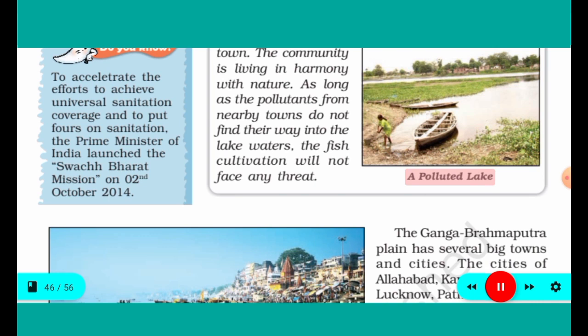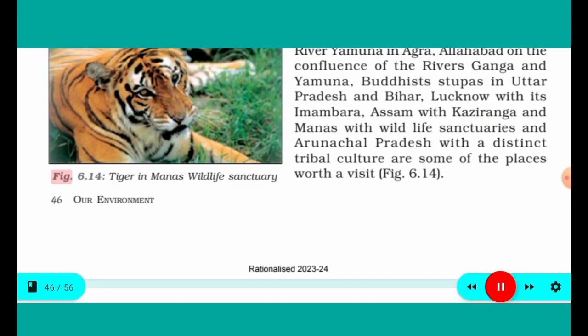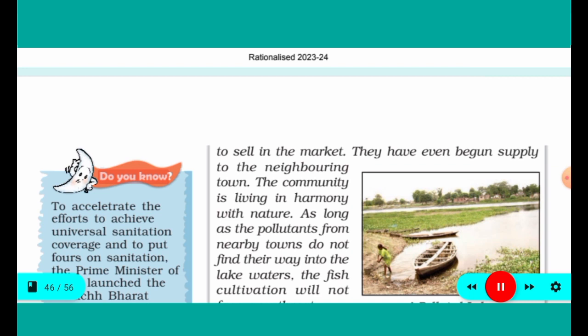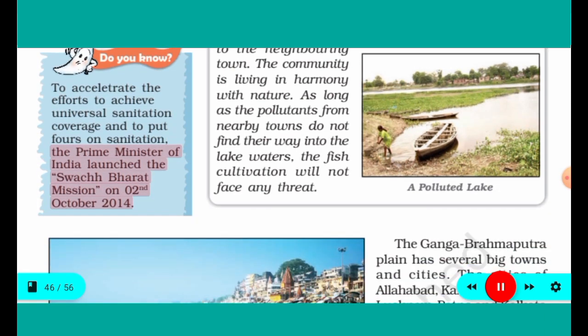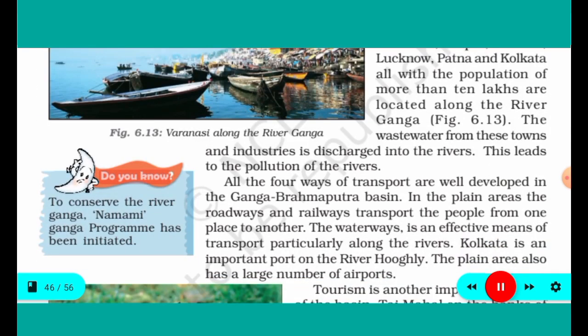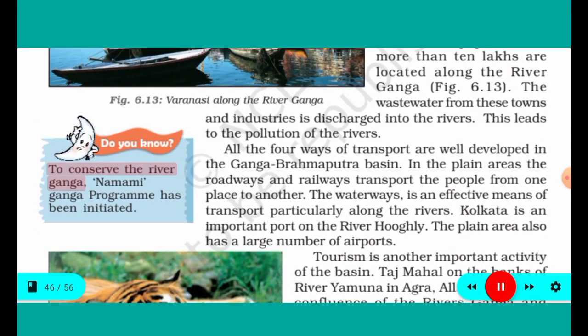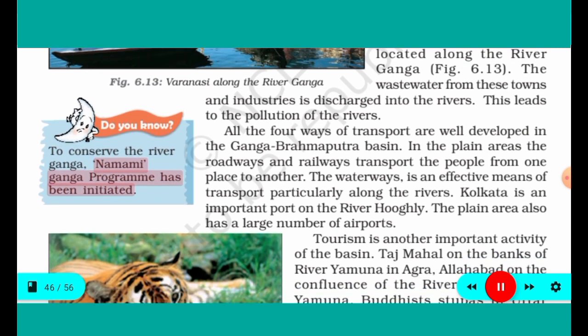A polluted lake. Tiger in Manas Wildlife Sanctuary. Do you know? To accelerate the efforts to achieve universal sanitation coverage and to put focus on sanitation, the Prime Minister of India launched the Swachh Bharat Mission on 2nd October 2014. Do you know? To conserve the river Ganga, the Namami Ganga program has been initiated.